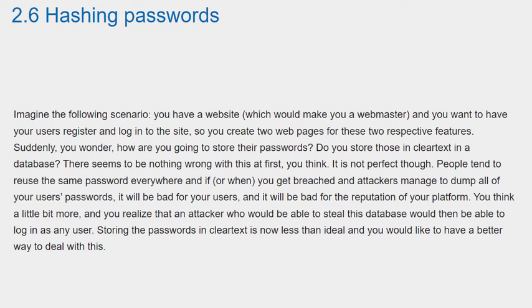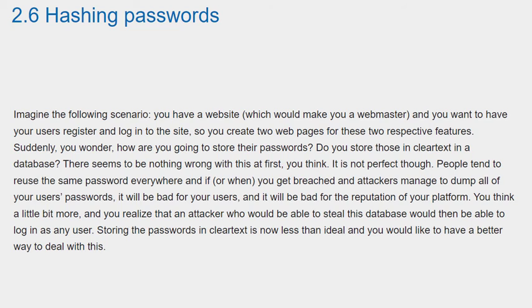Imagine the following scenario. You have a website, which would make you a webmaster, and you want to have your users register and log into the site. So you create two web pages for these two respective features. Suddenly, you wonder, how are you going to store their passwords? Do you store those in clear text in a database? There seems to be nothing wrong with this at first, you think.